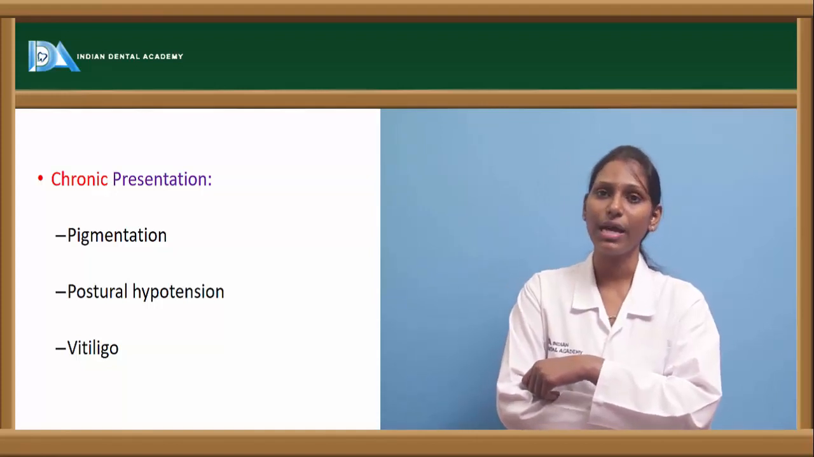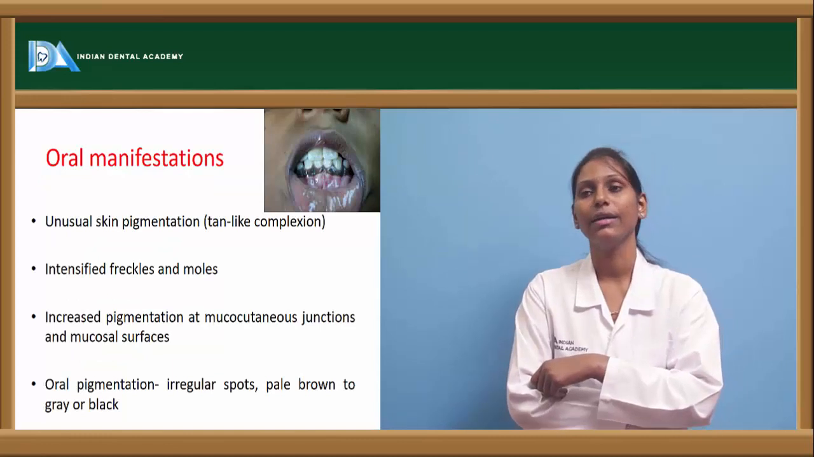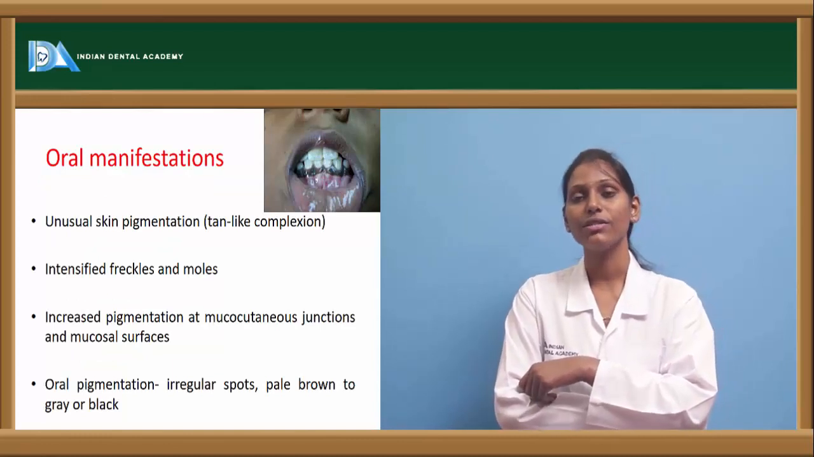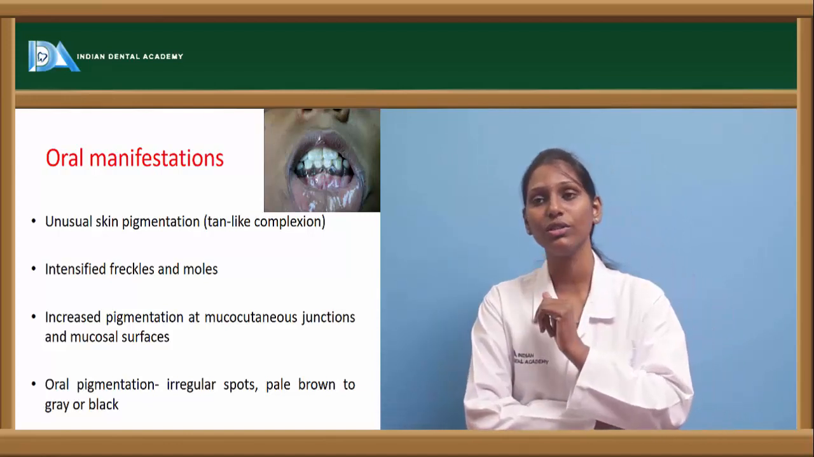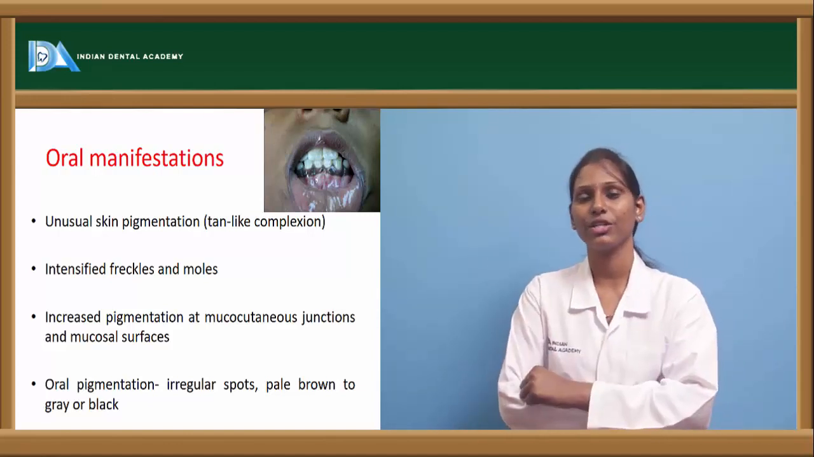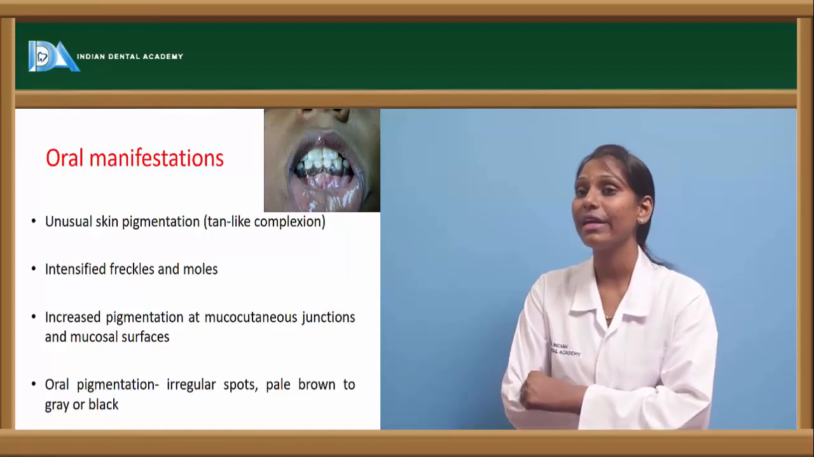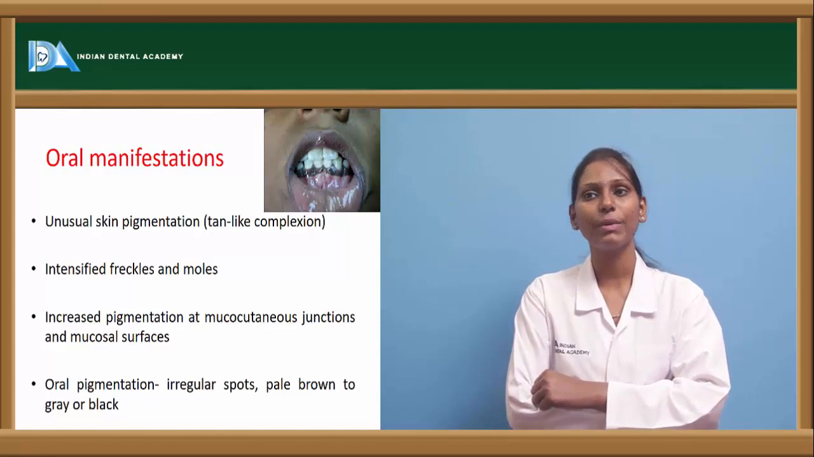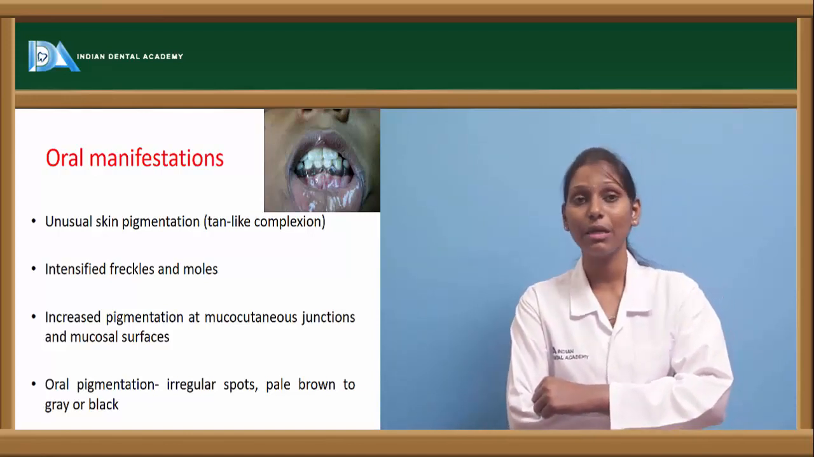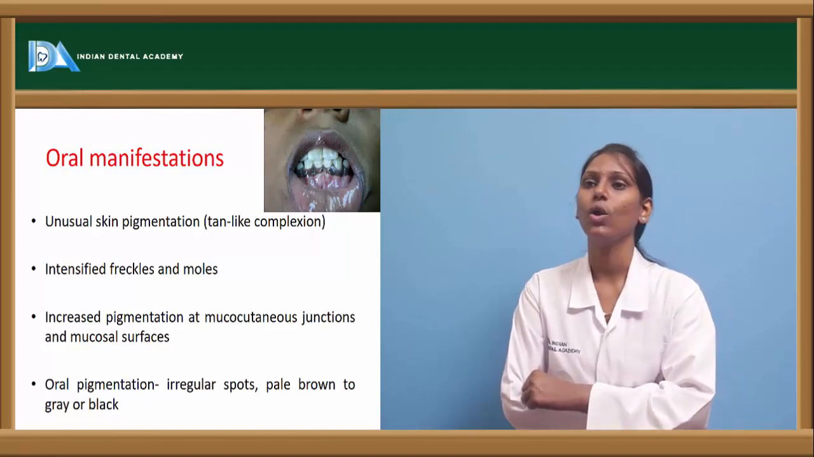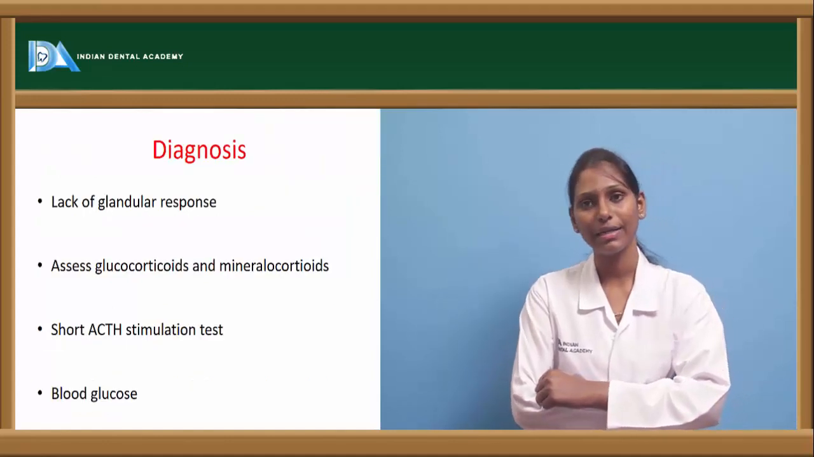Now coming to postural hypotension, they will also have it in the chronic presentation, and vitiligo can also be seen. Coming to other oral manifestations, they usually have unusual skin pigmentation, especially in the perioral region around the mouth. They have a tan-like complexion. Patients usually have intensified freckles and moles. There will be increased pigmentation at the mucocutaneous junction and even on mucosal surfaces, especially the buccal mucosa and gingiva. In oral pigmentation, we can see irregular spots which are pale brown, grey or black in color.